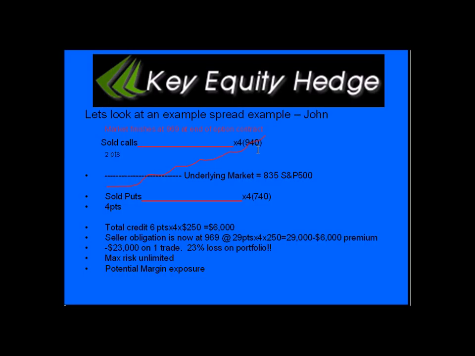Now his premium he brought in was $6,000, so we take that away from his net loss on the trade, and John ends up with a negative value of $23,000 on the first trade, which is around about a 23% loss on his portfolio. Traders do well consistently because they have a higher probability of winning. It only takes one bad trade, as you can see there, to do a fair bit of damage to your account. So that's obviously a very, very aggressive way to trade spreads.